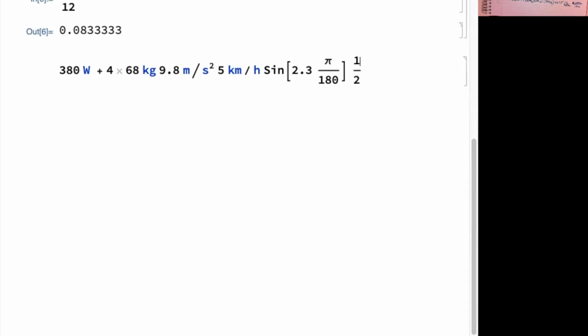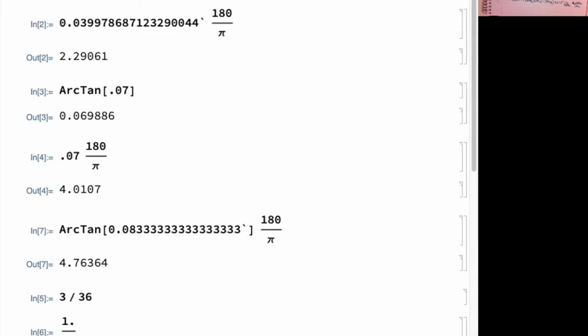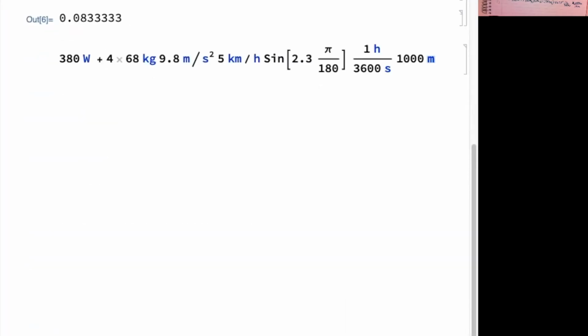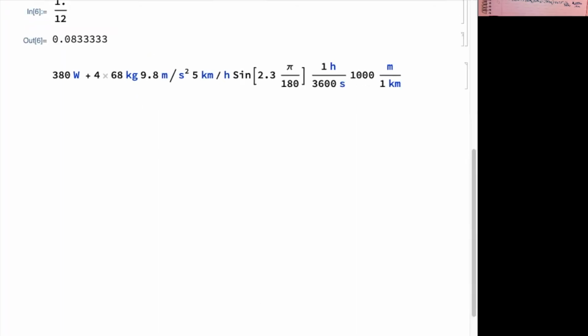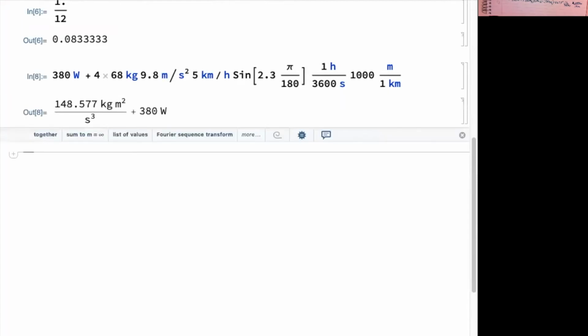So 1 hour per 3,600 seconds times 1,000 meters. Ooh, there it is. Divided by 1 kilometer. Is it going to cancel? I think it will. So we're going to get something that's wrong.